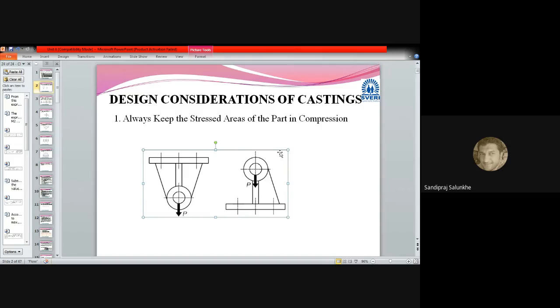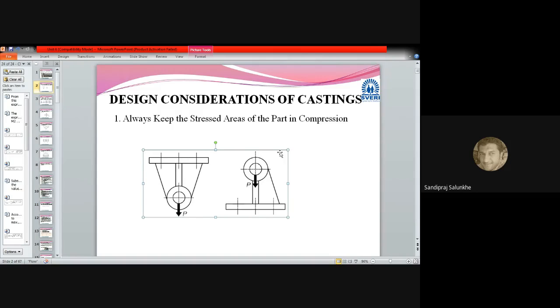Then the designer is going to decide which process can be implemented for the manufacturing. Whether that part should be manufactured by casting, or by forging, or by machining. All these things the designer is going to decide. And while deciding all these things, the designer is going to consider some logical things in that design.